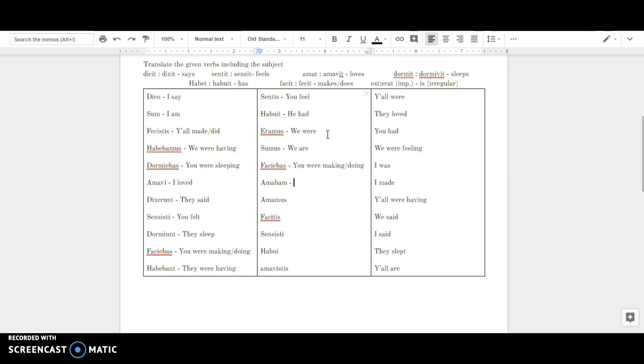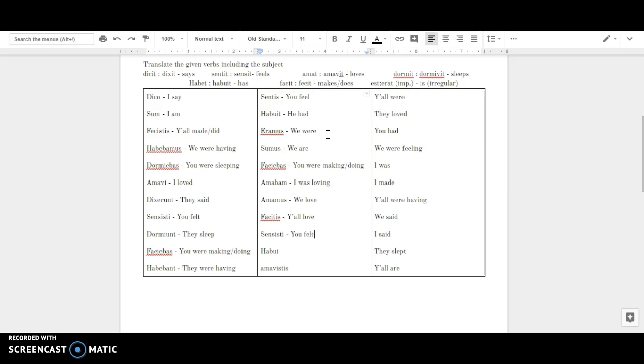Amabam means I was doing it, loving. The ba means was, and amat means loves. Amamus, present tense: we love. Amatis, that's present tense, and that is y'all love. Amavisti, I feel like I've done that one too already. I definitely have. Isti means you.